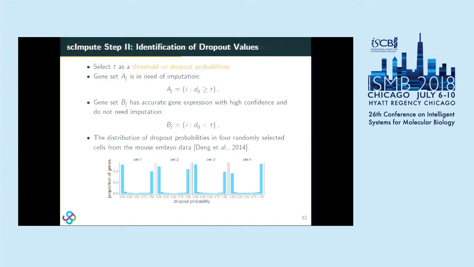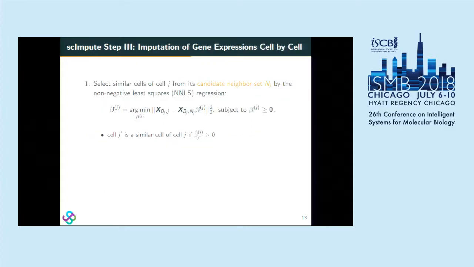In the bottom, I'm also plotting the distribution of dropout probabilities in 4 randomly selected cells, and we can see that most values are close to either 0 or 1, so this shows that scImpute is robust to the selection of this threshold. And finally, in the last step, we can now impute the dropout events cell by cell.